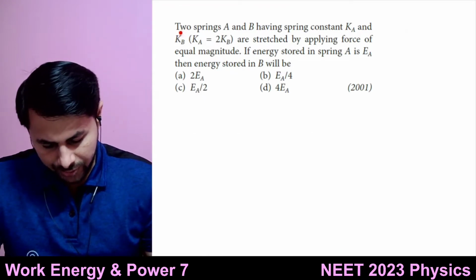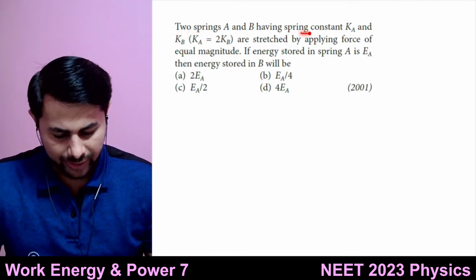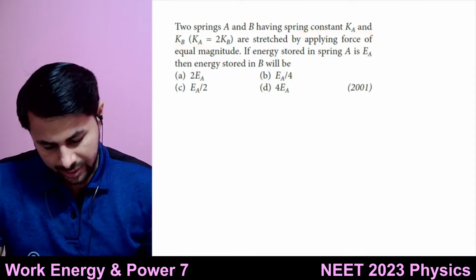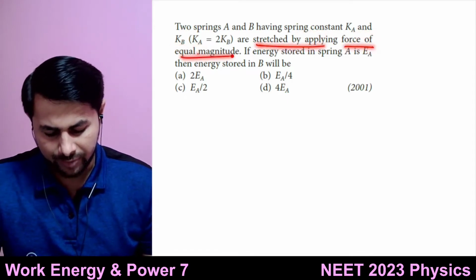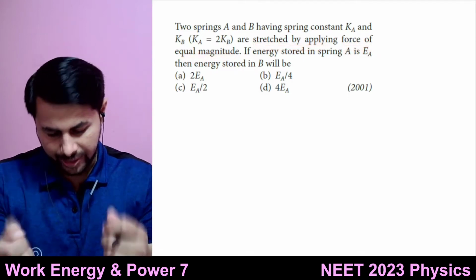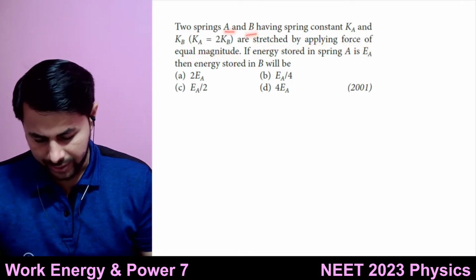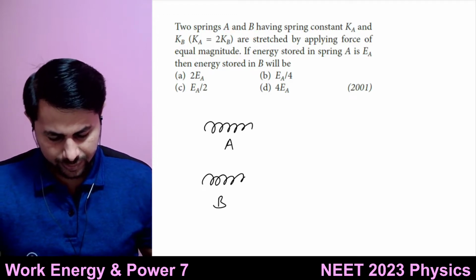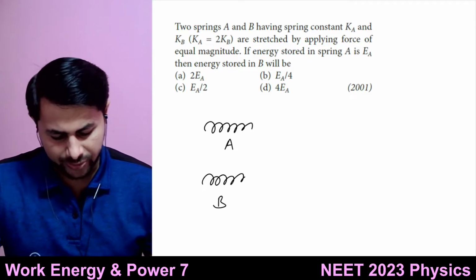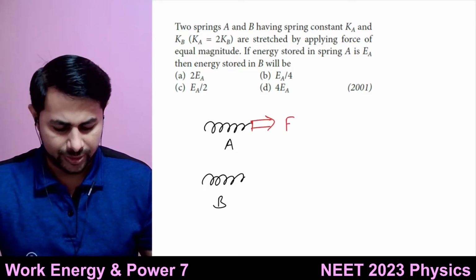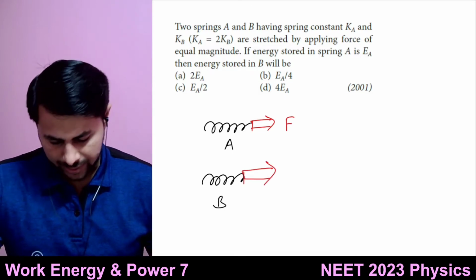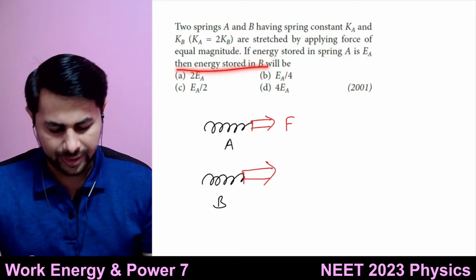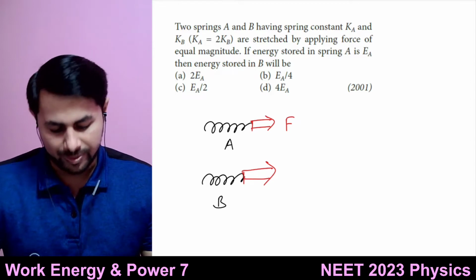Okay. So two springs A and B having spring constant Ka and Kb. So Ka is equal to 2 times Kb, and they are stretched by applying a force of equal magnitude. So there are two springs A and B. This is spring A, this is spring B, and you are exerting the same force on these two springs. So same force F and F, right? So the question is, if energy stored in spring A is Ea, then energy stored in the spring B will be.